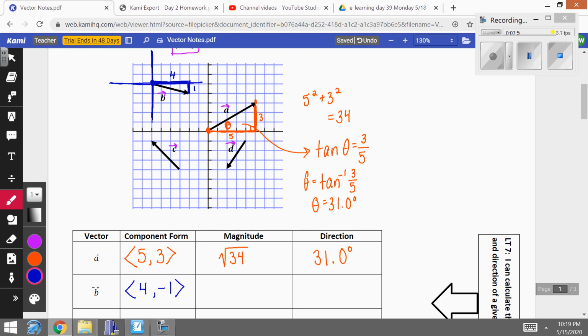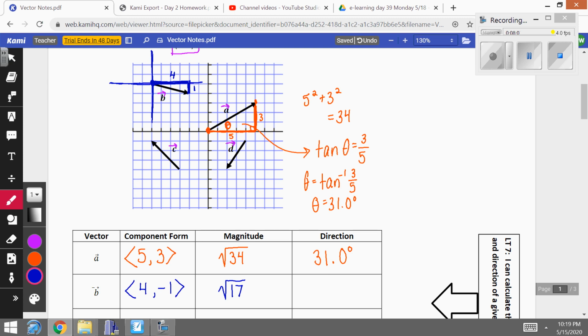Okay, so now thinking about the magnitude, again, we're just going to do Pythagorean theorem. I'm going to do it in my head. So 4 squared plus 1 squared is 17. So the square root of that, Pythagorean theorem, gives us that hypotenuse, or the magnitude of our vector.